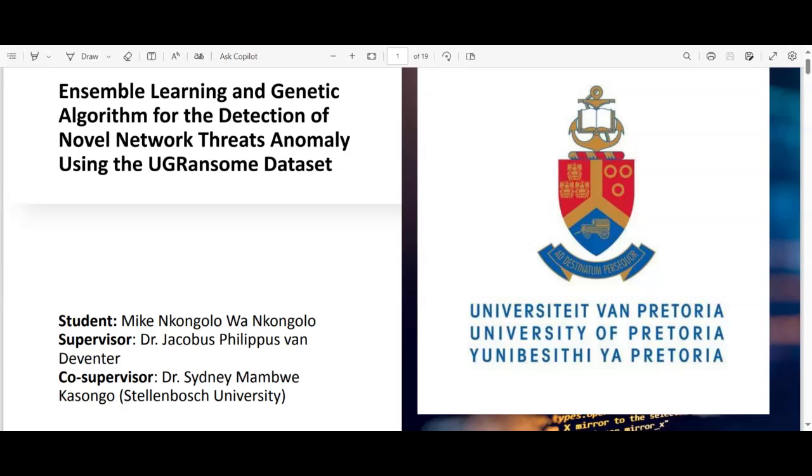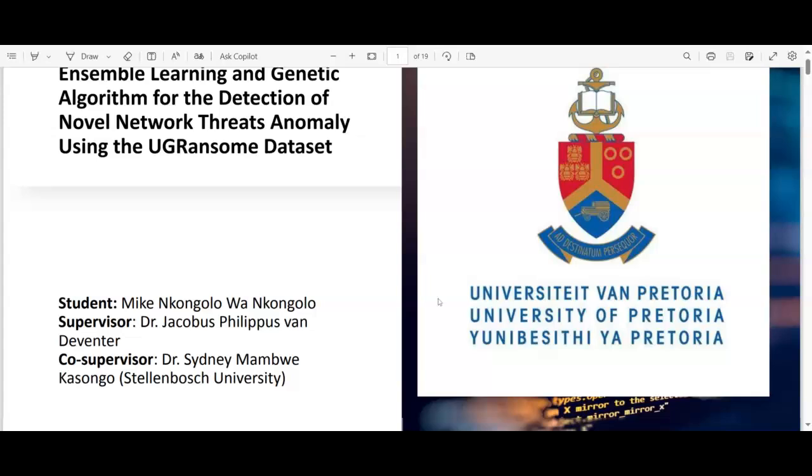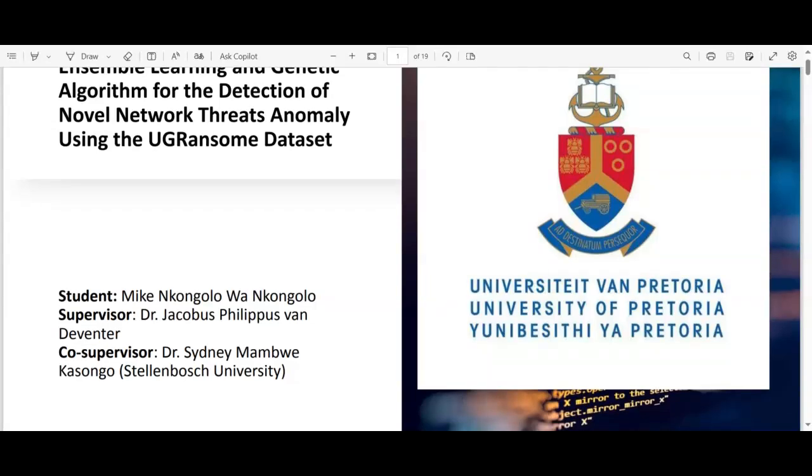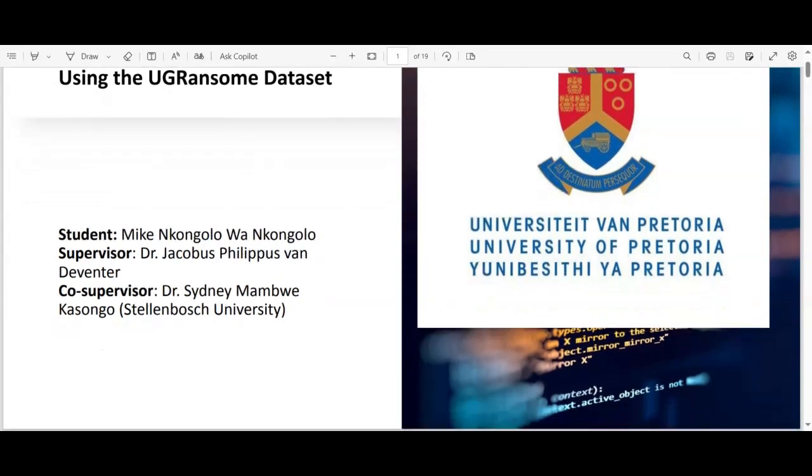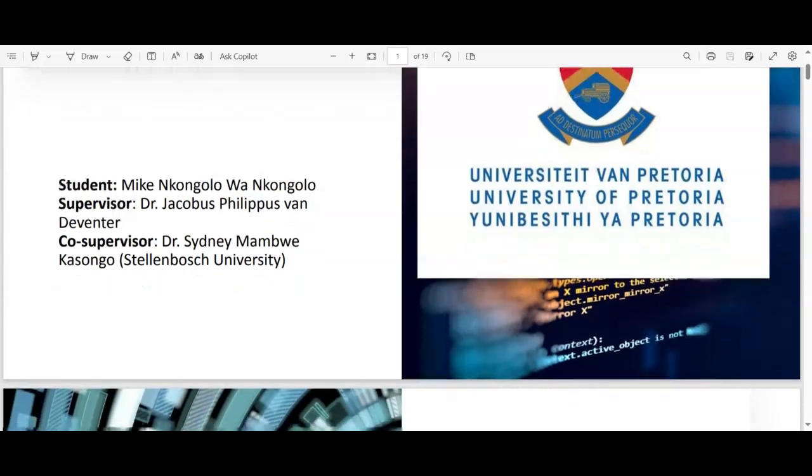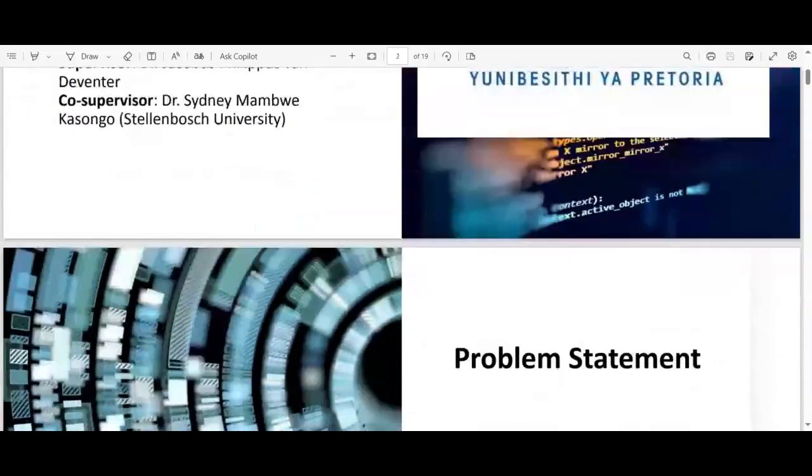I'll be presenting the PhD entitled Ensemble Learning and Genetic Algorithm for the detection of novel network anomaly using the UGRansome dataset. This PhD was supervised by Dr. Jacobus Philippas van der Venter from the Department of Informatics at the University of Pretoria and Dr. Sidney Mike Wa Nkongolo from Stellenbosch University.